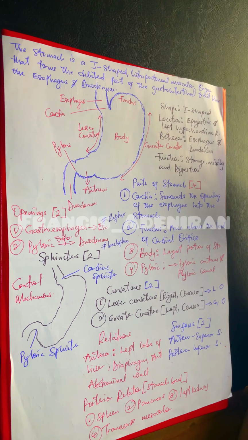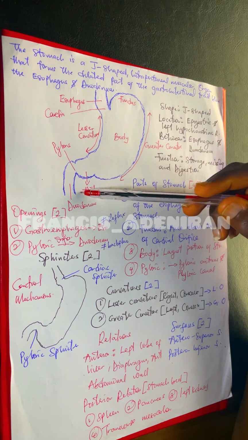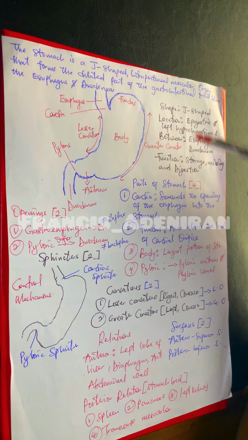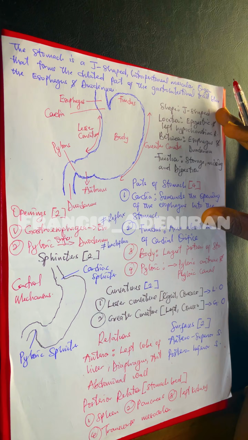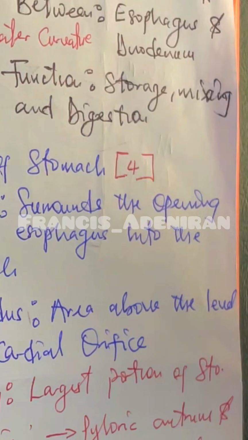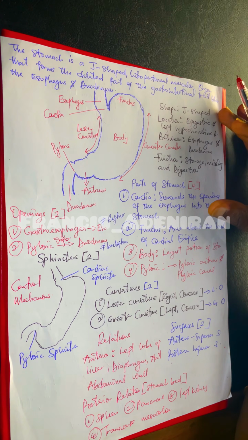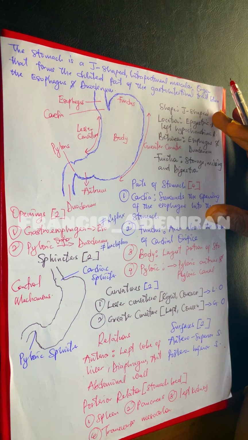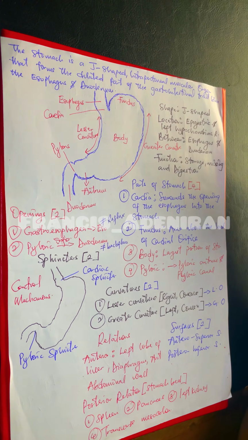So let's talk about some basic anatomical facts about the stomach. Number one, it is J-shaped. It is in between the esophagus and the duodenum. It is also located in the epigastric and left hypochondriac region. If you've not checked the video where we divided the abdomen into 9 regions, please do well to check that. Now, what is the function of the stomach? The stomach is responsible for storage, mixing, and digestion of food. So having said that, let's go straight to talk about parts of the stomach.